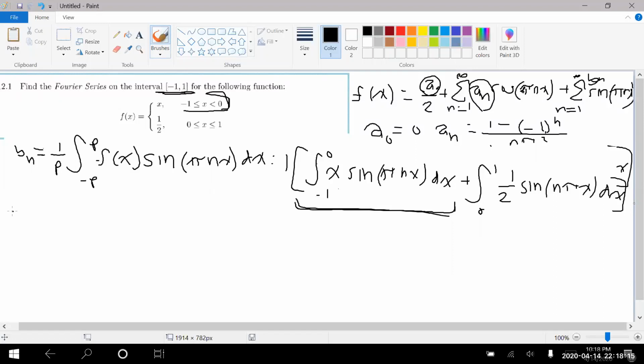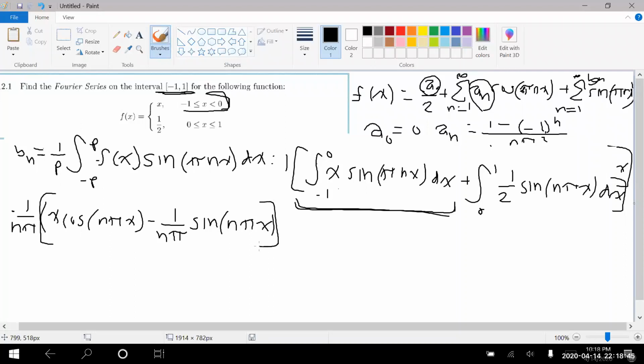So we know that it's going to look like negative n over pi times x cosine n pi x, and then minus 1 over n pi sine n pi x. And this is all being multiplied by that first thing there. This is being evaluated from negative 1 to 0.